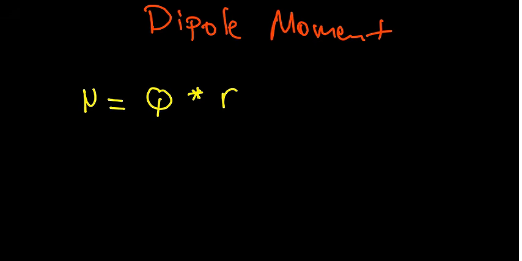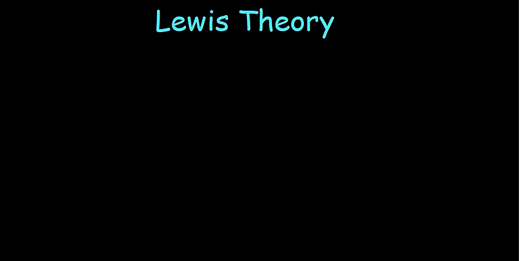Okay, Lewis theory of bonding. What basically are the fundamental ideas behind it? Number one, valence electrons play a fundamental role in bonding. So when you're dealing with bonding, valence electrons are very important.